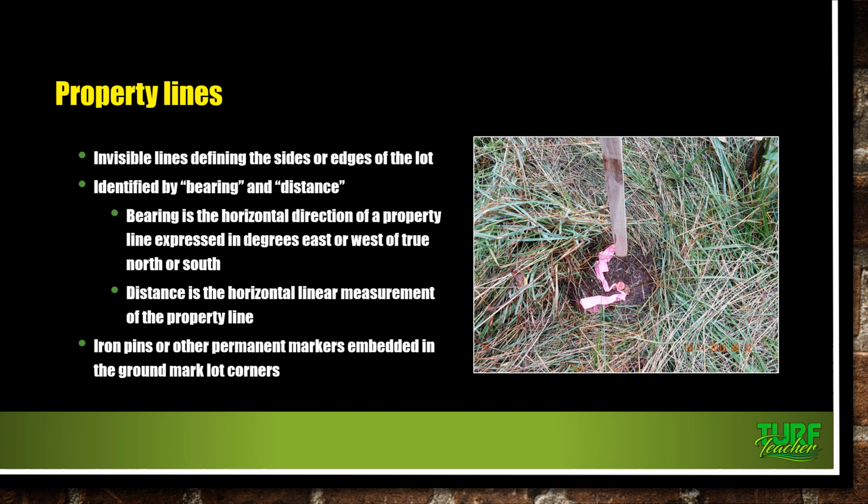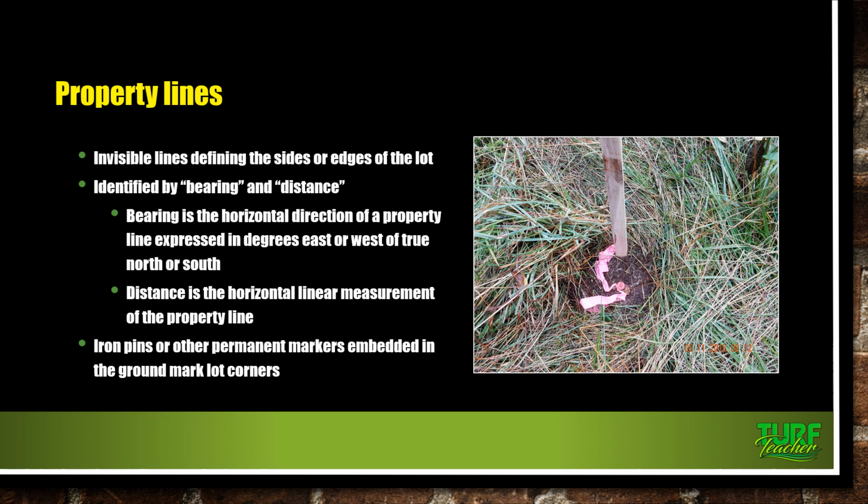Property lines, they're invisible lines defining the sides or edges of the lots. They are identified by bearing and distance. The bearing is the horizontal direction of a property line expressed in degrees, east or west of true north or south. And if you've seen the lectures that I put up last year in 2018, we actually did draw a property line using our protractor. I love being able to do that.